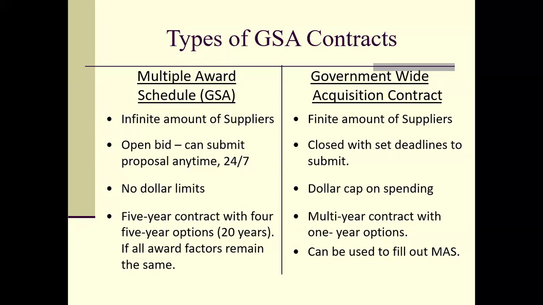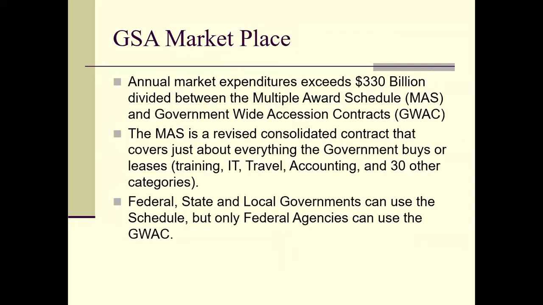And again, you don't have to be a prime contractor for a GWAC, but when you get on a schedule, you're going to have to be a prime contractor, because the schedule is awarded in your company's name. And so you then have some responsibilities to keep it up and operational. The GSA Marketplace is about 330 billion, and that's spread between the MAS contracts and the GWACs.